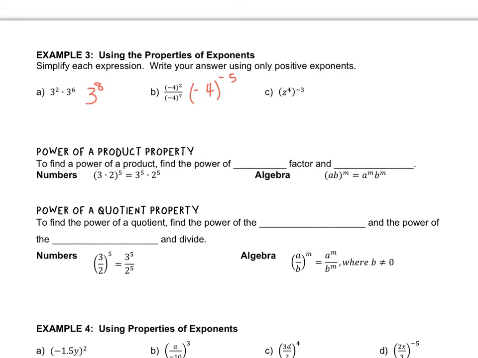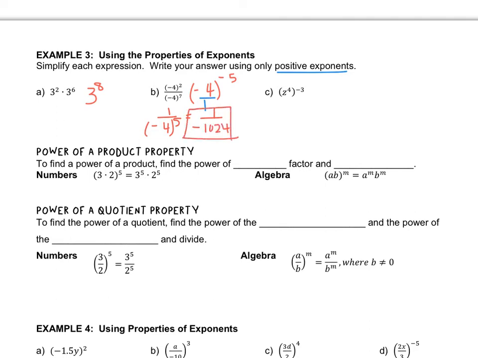Oh, but it says we can only use positive exponents. So remember, negative exponents mean to do the reciprocal. So then what we have is 1 over -4 to the 5th power, and we can calculate that. -4 times -4 times -4 times -4 times -4. Probably need a calculator handy. The pause was me getting my calculator out. And it's -1024.